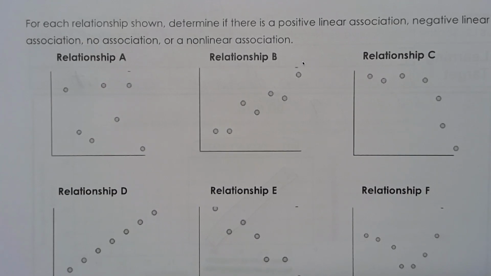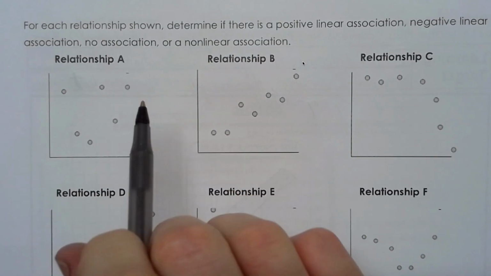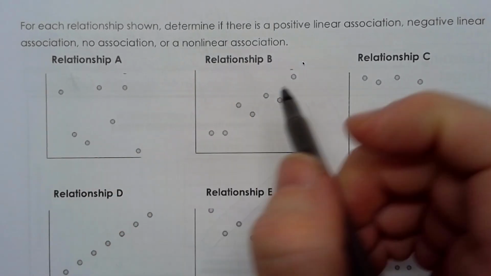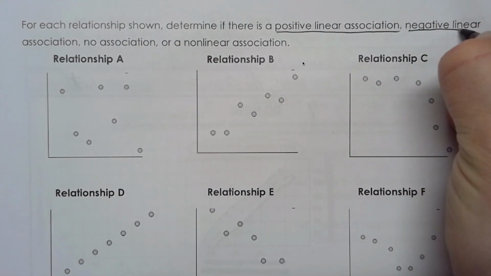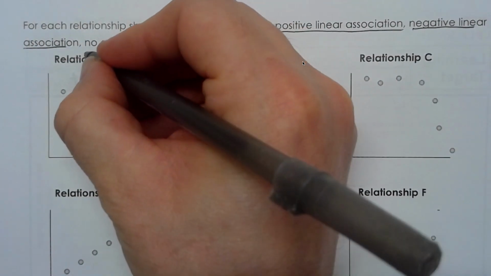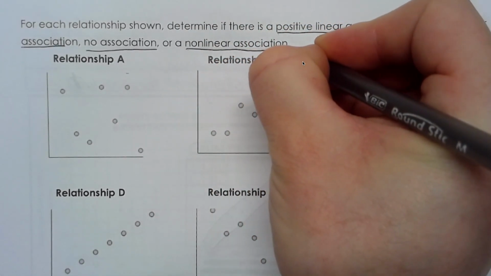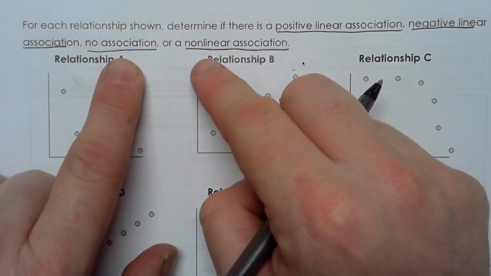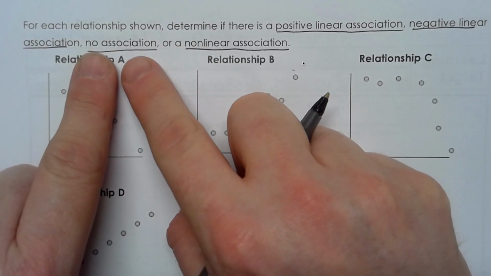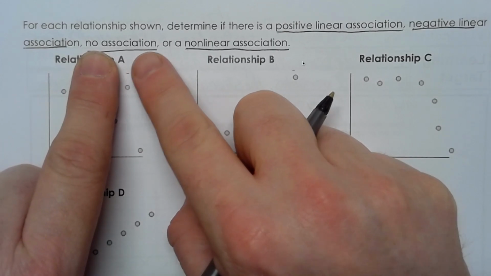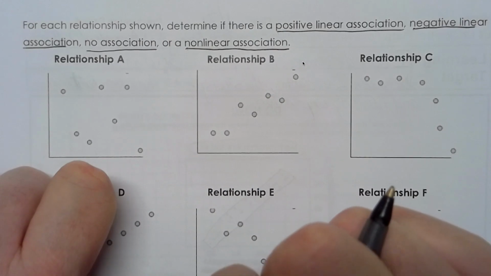So relationship A, right? So the directions say for each relationship shown, determine if there is a positive linear association, a negative linear association, no association, or a non-linear association. And be careful, no association is not the same as non-linear association. No association means no pattern. Non-linear association means there's a pattern that I can see, but it's not a straight line.